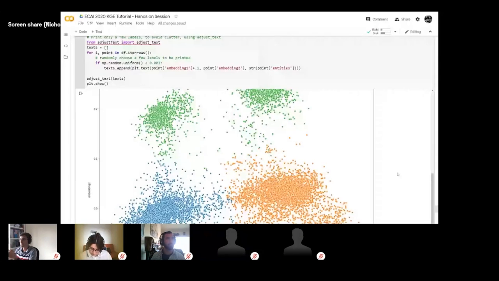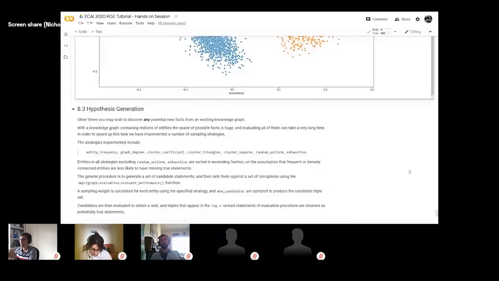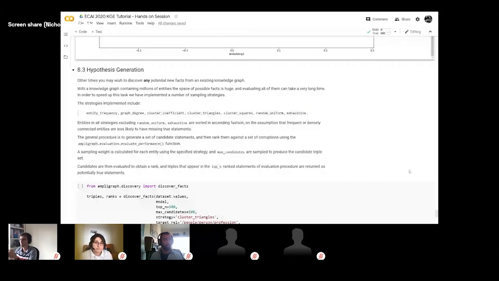The third section we're going to consider here is hypothesis generation. As I said before, there are instances where you might have a knowledge graph and you know that you have undiscovered facts in it, or just that there are missing relations from it. So we provide this API to use a trained model to try and identify what facts are missing from it.